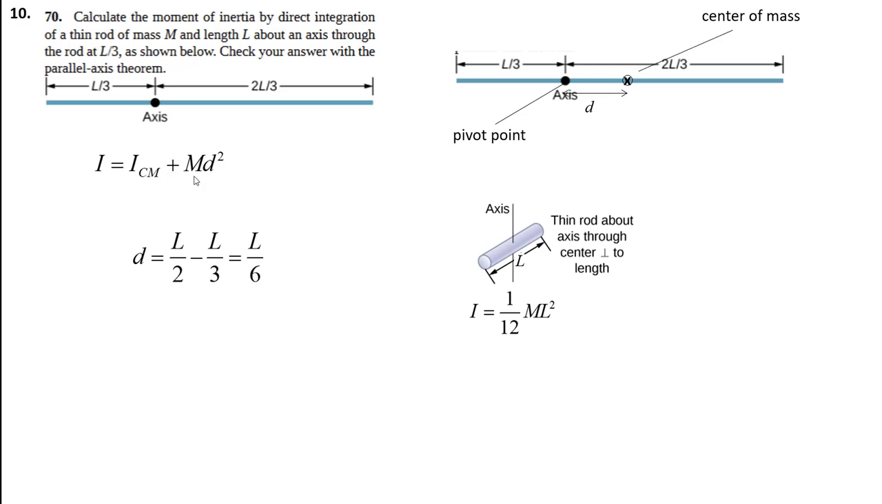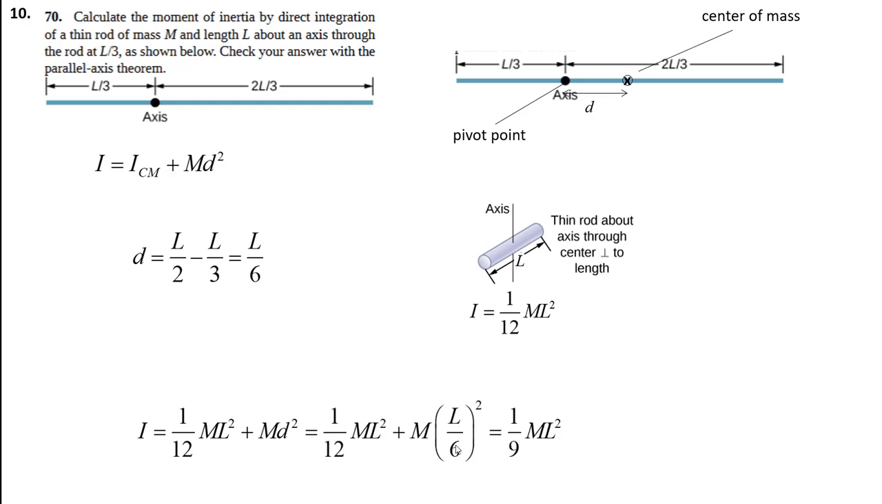And now we can put it all together here. So my moment of inertia, if it were rotating through the center of mass, is 1/12 mL squared. And then I'm going to plug in md squared, where d, I'll plug in L over 6. So that's what I've done here, and I get the same answer. Hooray!